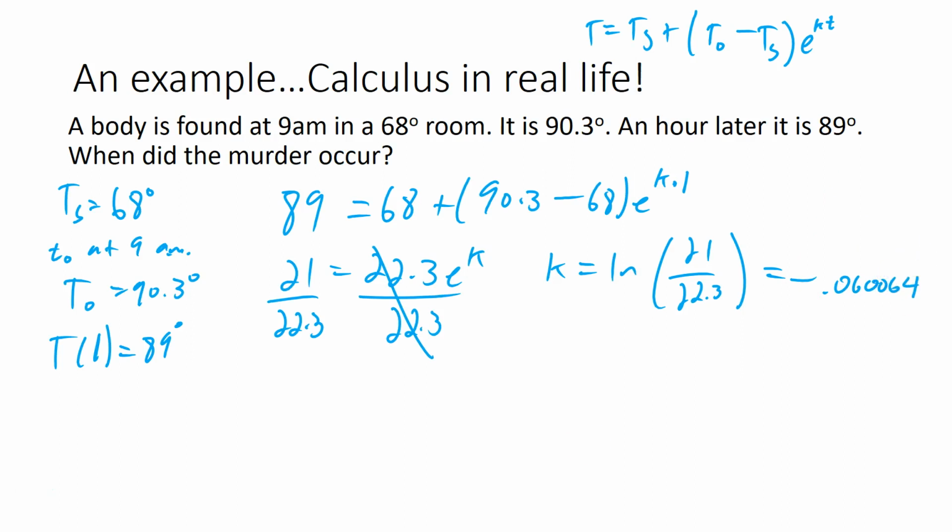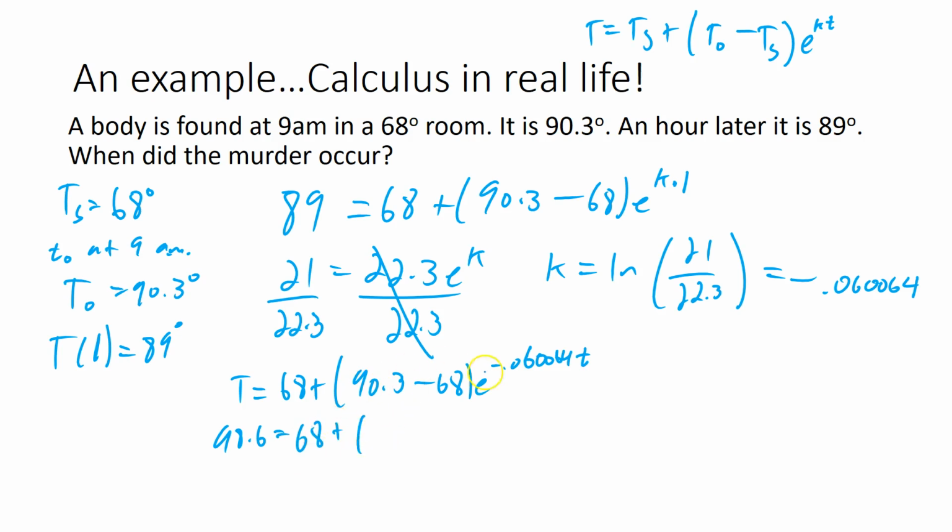So now our overall formula is T is equal to Ts, which is 68, plus T0, which was 90.3, that's when the body was found, minus 68, e to the negative 0.060064 t. Now they want to know when the murder occurred. Well, when the murder occurred, what was the temperature of the body? Well, a live body is how hot? 98.6 degrees, right? So we have 98.6 equal to 68 plus 90.3 minus 68, which is 22.3, e to the negative 0.060064 t. Now we're solving for t.